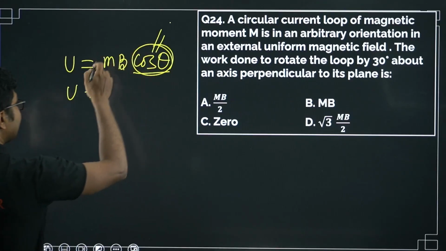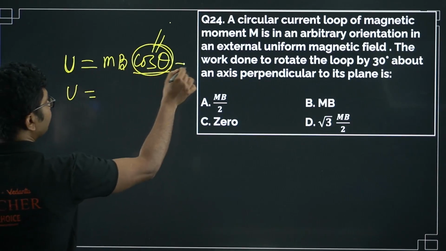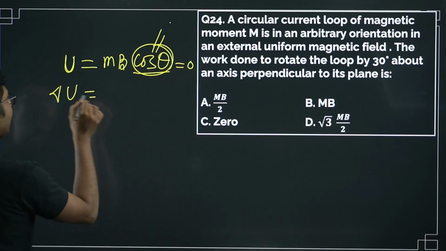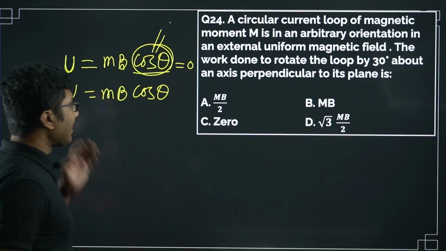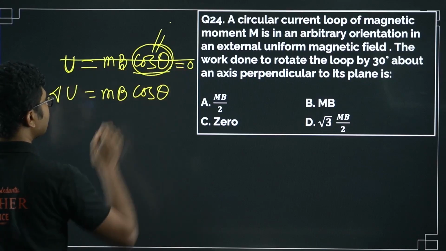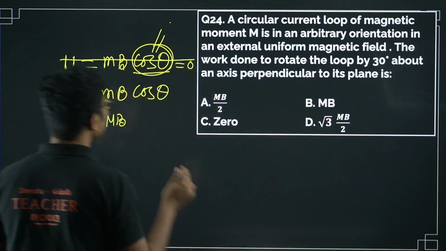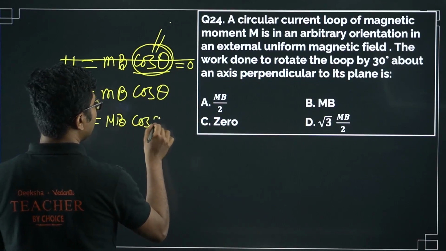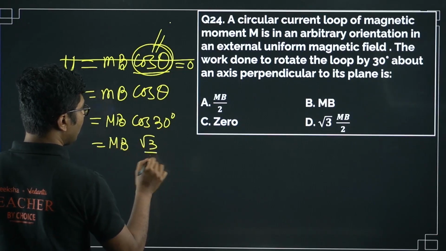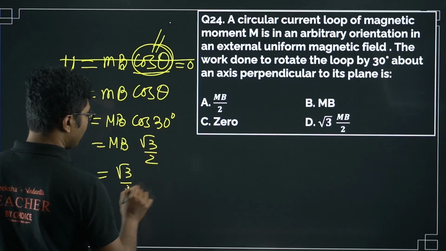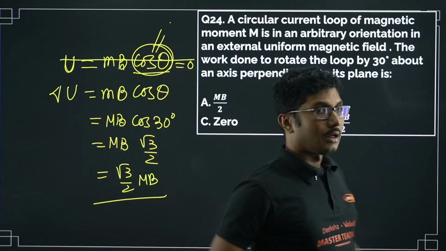U is basically 0, or what you can do, delta U is equal to mB cos theta. That is also okay. You don't need to consider this part. So what is mB? m is given, B is given, theta is given, 30 degrees. So cos 30 degrees, so it will be mB into root 3 by 2. So the work done is root 3 by 2 mB. So the answer is root 3 mB by 2.